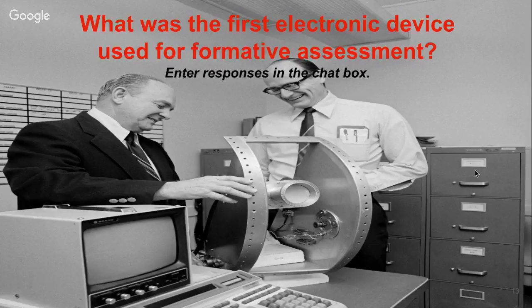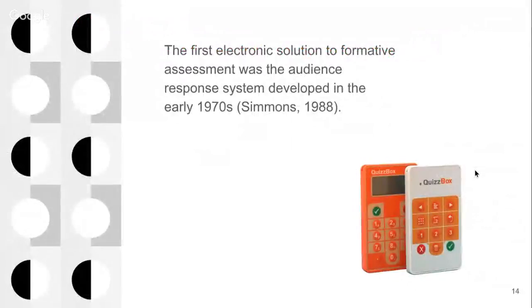Gosh, is this cheating? I say clickers. Yes, it is cheating because you have seen the answer before. Yes. And that is correct. So if any of you out there thought about clickers, yes, that was the first electronic solution to formative assessment. It was the audience response system developed in the early 1970s.